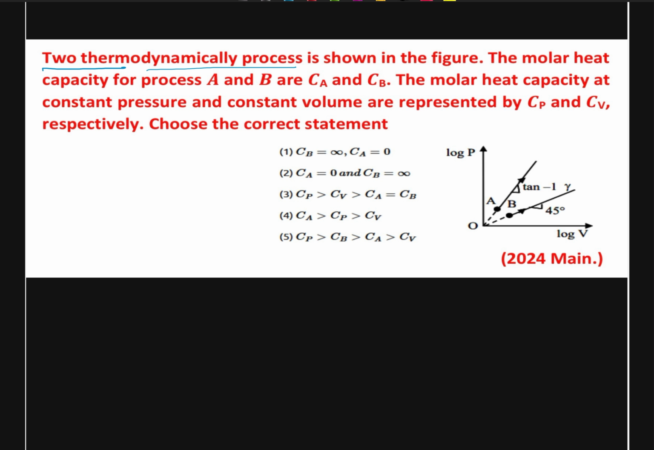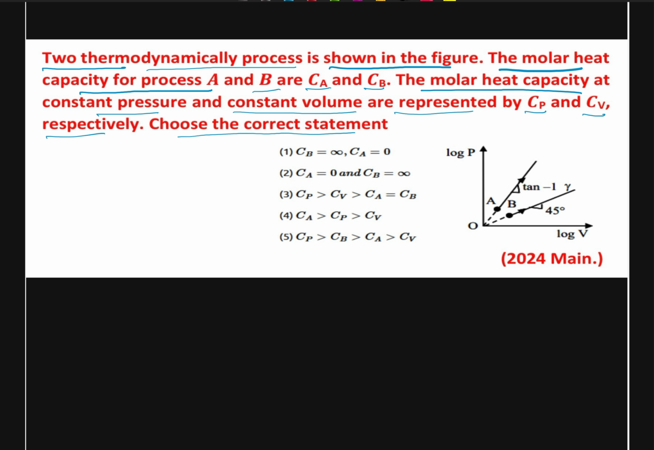It states that two thermodynamic processes are shown in the figure. The molar heat capacities of process A and B are C of A and C of B. The molar heat capacities of the gas at constant pressure and constant volume are represented as C of P and C of V respectively. Choose the correct statement.